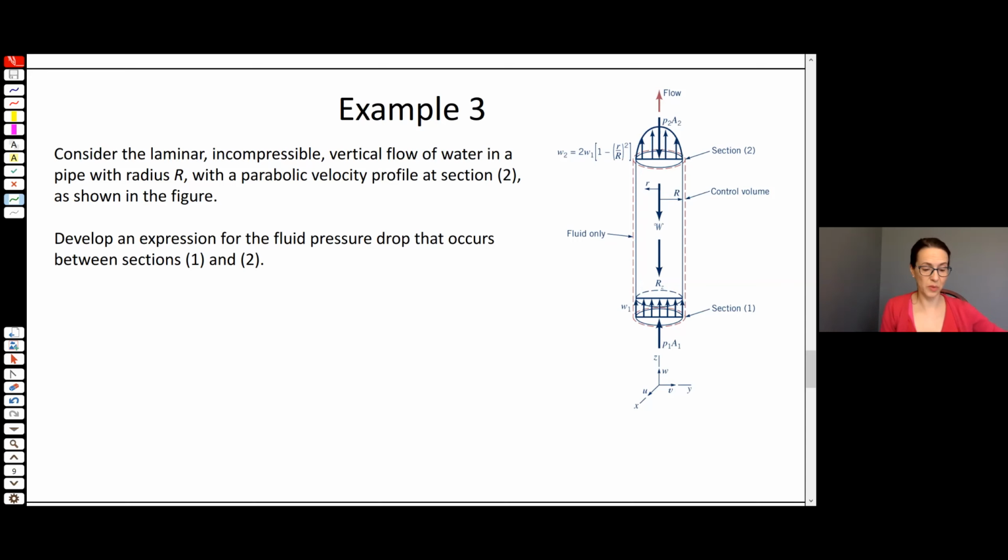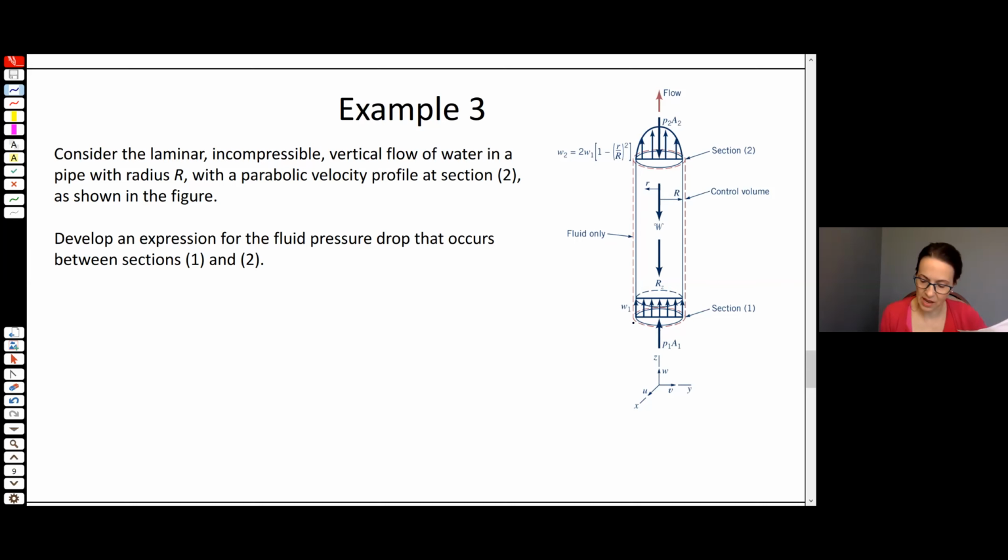By the way, this is a familiar problem. We looked at this problem in lecture 15 last week, and we solved for the velocity profile. So let's just go ahead and set this up. You can see that the control volume has already been sketched out in a red dashed line.